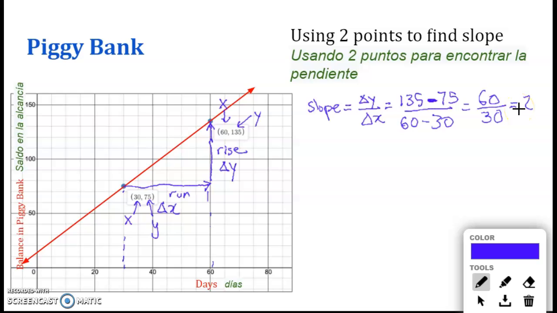So interpreting this 2 that we figured out, 2 is the unit rate. That means how much the y is changing. So how much is the balance changing every time the x value, the day, is changing? It's increasing by $2 each day. So that's what we just figured out.